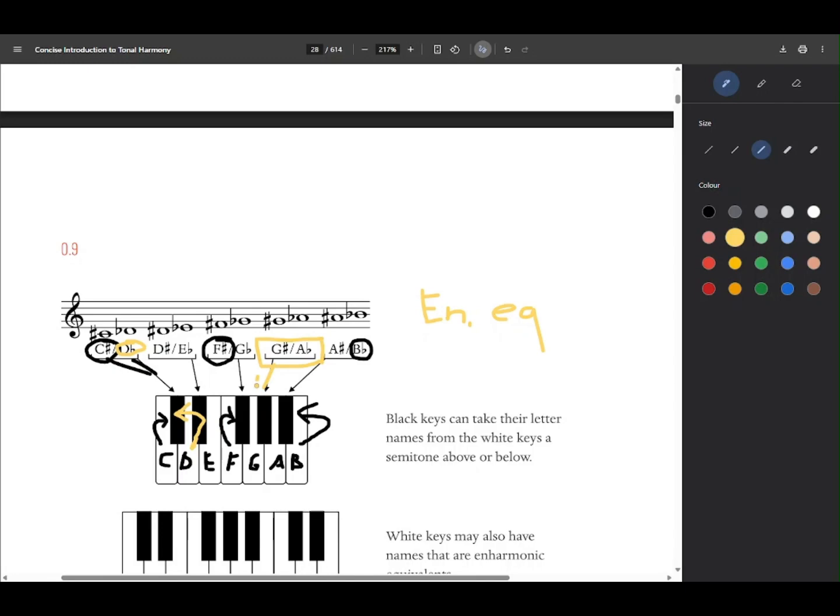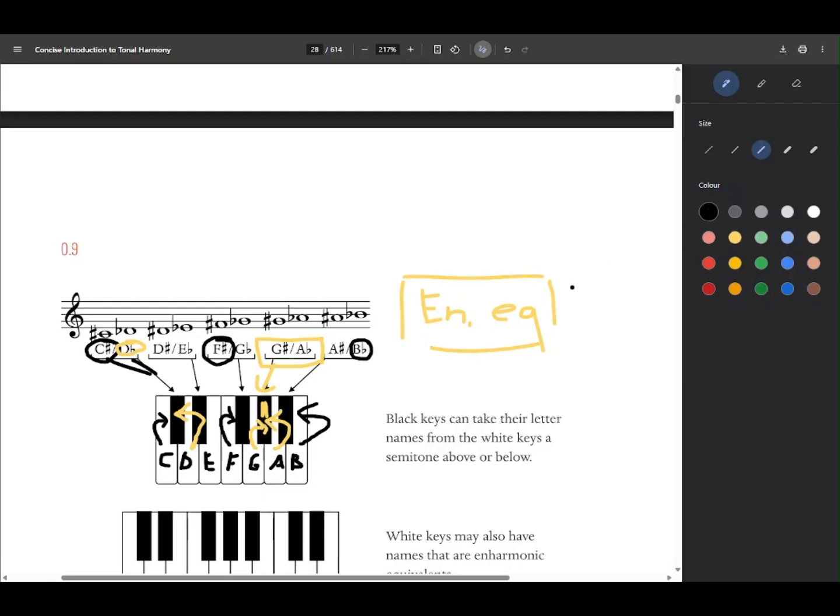So you can see an arrow here. This is both G sharp and A flat. Since we can go from our G, and we can sharpen it to be G sharp, and we can go from our A, and we can flatten it to be A flat. That is all that our enharmonic equivalence means.